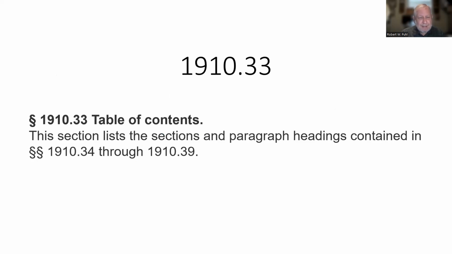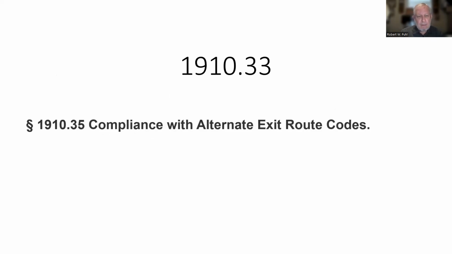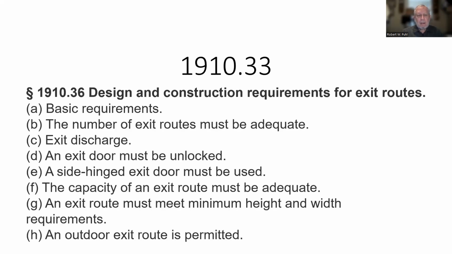1910.33, table of contents. Section lists the sections of paragraphs, headings contained in 1910.34 through 1910.39. Those are the ones we're going to cover. So 1910.34 is coverage and definitions. Every employee is covered. Exit routes are covered. Definitions. Coverage and definitions. 1910.35, compliance with alternative exit route codes. That's a very short one paragraph thing.